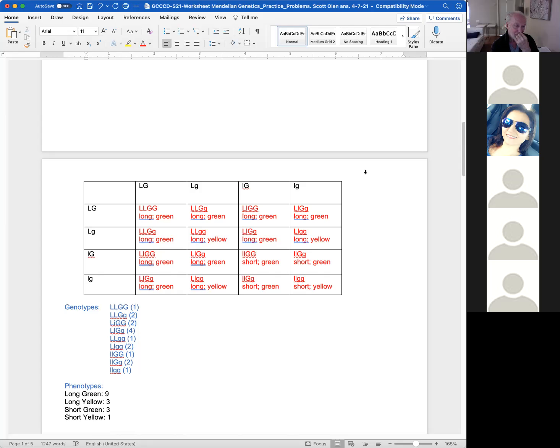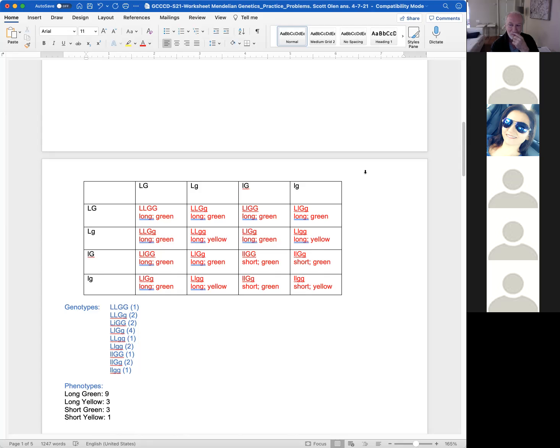Sometimes the questions will ask you how many of each, sometimes they'll ask you the ratio. You just have to read the question. In this case, it simply asked for the genotypes, so a listing of the genotypes would be sufficient. All right. Do we understand how this works? It's a little tedious, but do you understand how you go about figuring out all of the genotypes?